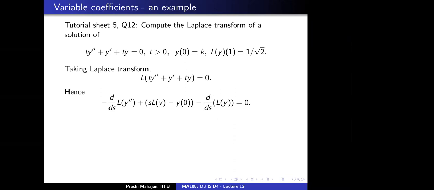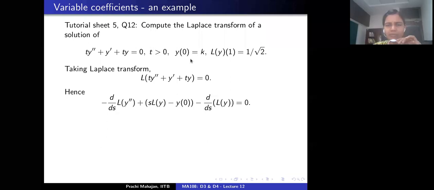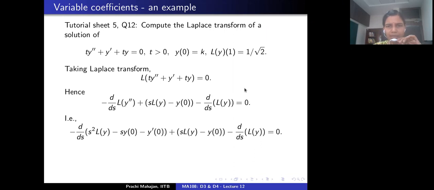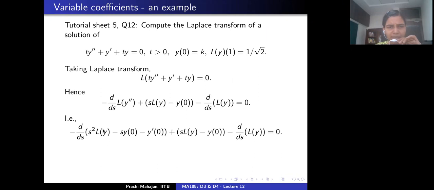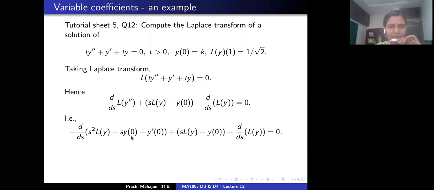I hope everybody is with me. Now you use the information that we are given, what is y at 0, so that can be plugged in here. And what else can be done? We are differentiating this here. Before that, I am writing the Laplace transform of the second derivative of y in terms of the Laplace transform of y. So this is s square Laplace transform of y minus s y evaluated at 0 minus the derivative of y evaluated at 0, and all of this must be differentiated with respect to the s variable.